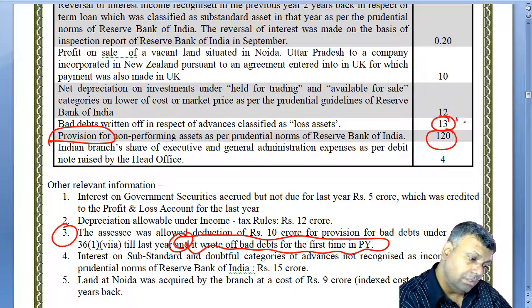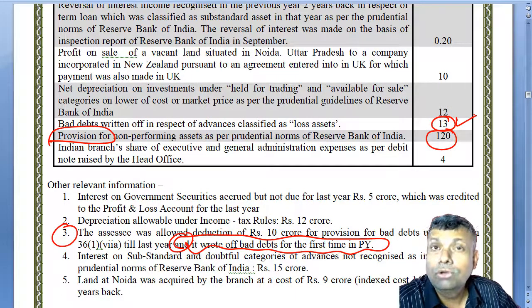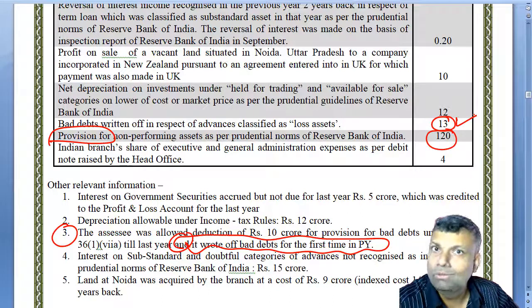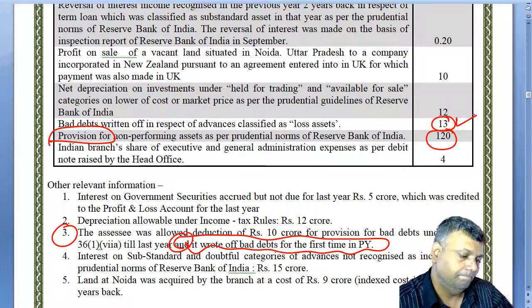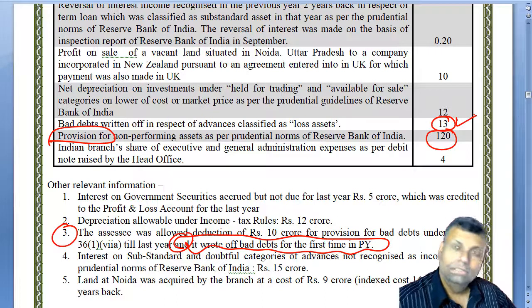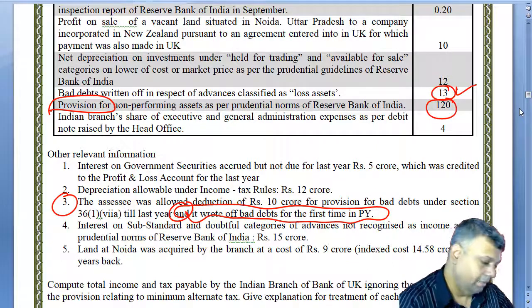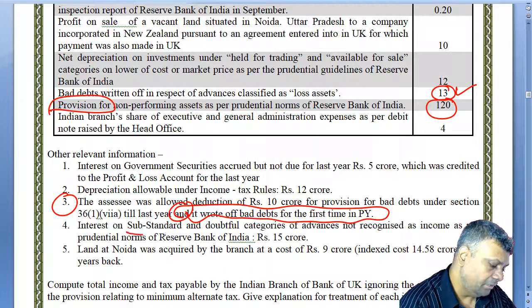So your actual loss is 13. So for comparison purpose with 5%, only actual figures will be used. Provisions will never be used. Okay. So that we're going to do at the last, the working. So wait for a while. Then interest on substandard doubtful categories. The next point.